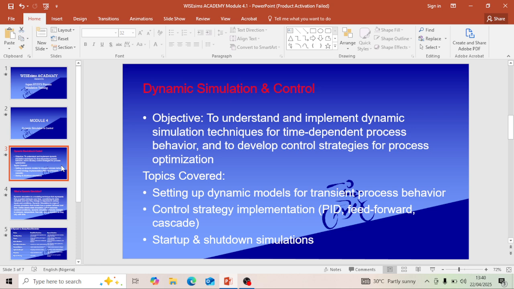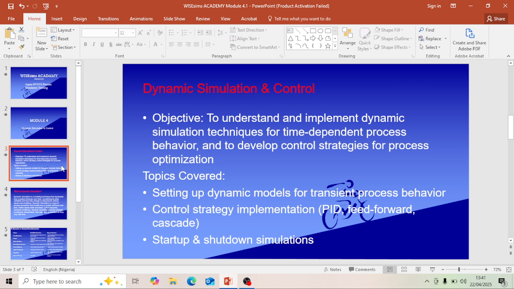All right, so what are we going to cover in this? We're going to cover setting up dynamic model for transient process behavior. All right, so what is transient process behavior? Transient process behavior refers to how a process responds over time when it is transitioning from one steady state to another due to a change in conditions. All right, so the period of adjustment from one steady state to another is known as the transient behavior. All right, so we are going to be setting up that.